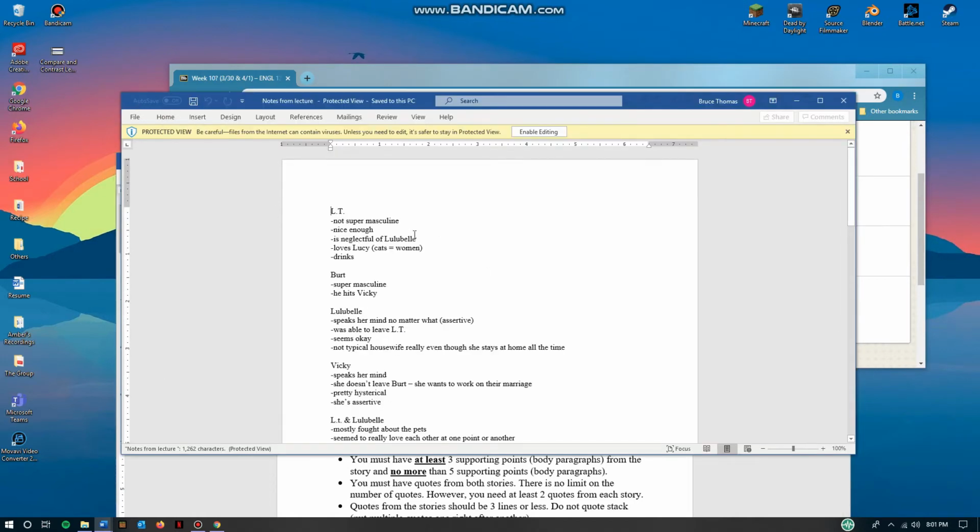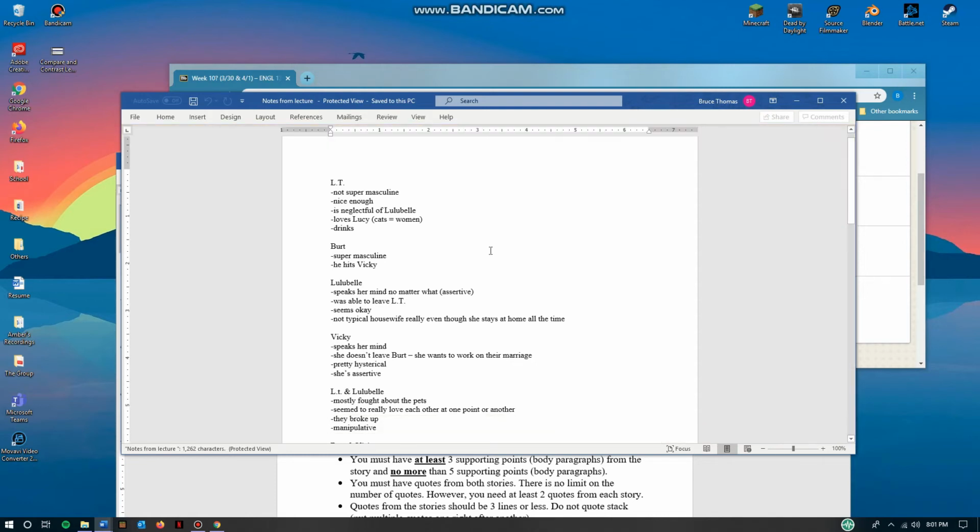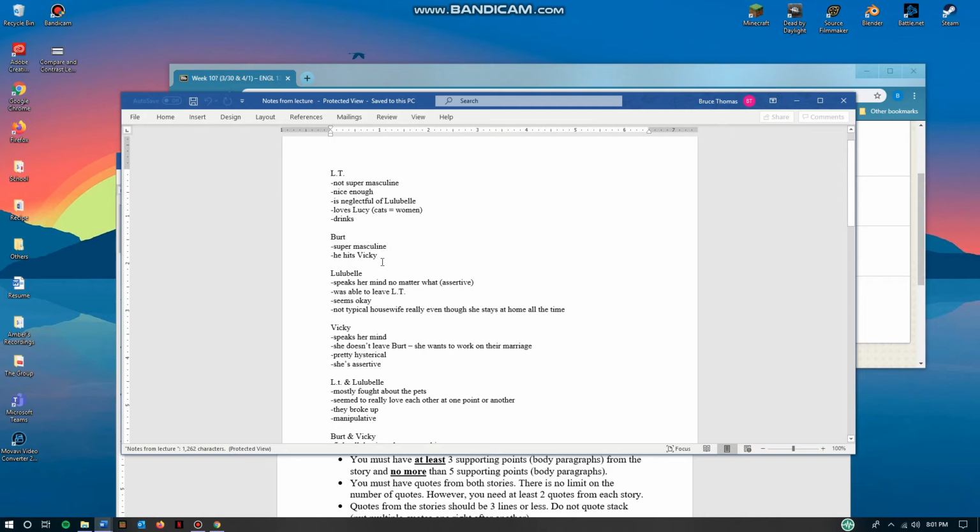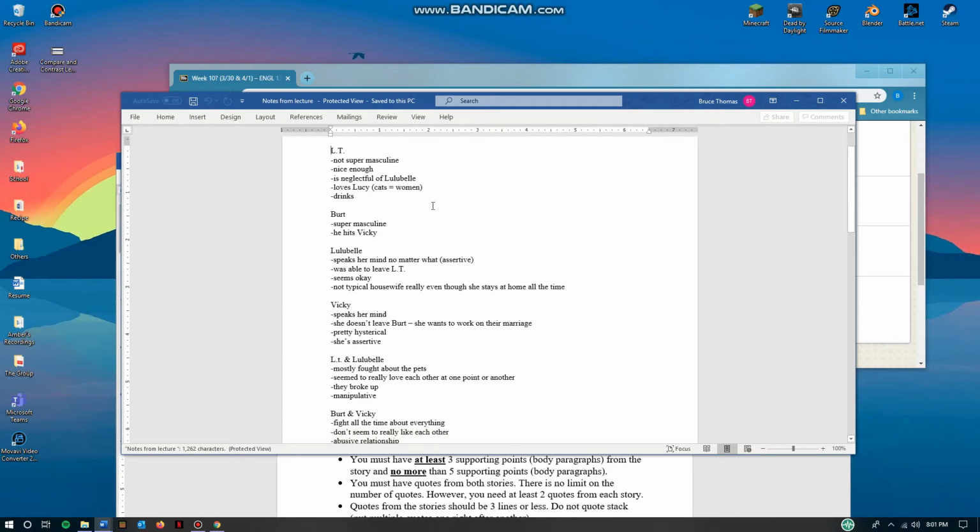So for LT, he's not super masculine. He's a nice enough guy, but he's pretty neglectful of Lulubelle. And he loves Lucy. And remember, cats equal women. And he's an alcoholic. Well, okay, maybe not an alcoholic, but he drinks. If you compare him to Bert, Bert is super, super masculine. He's ex-military. And he also hits Vicky, which is something that LT doesn't do. You could say that maybe LT manipulates Vicky, but he's not physically abusive. And I don't see Bert cuddling up with a cat like LT does with Lucy.